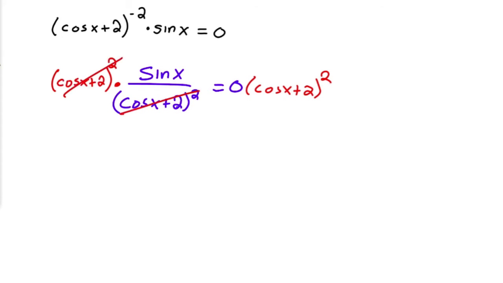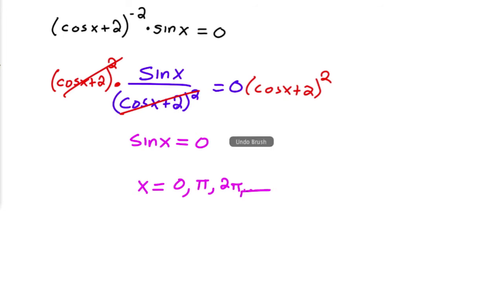Okay, so then the only thing we're left with is sine of x equals 0, and the spots where sine is equal to 0 are at 0, pi, 2 pi, and so on and so forth, and also the positive and negative. So that's it.